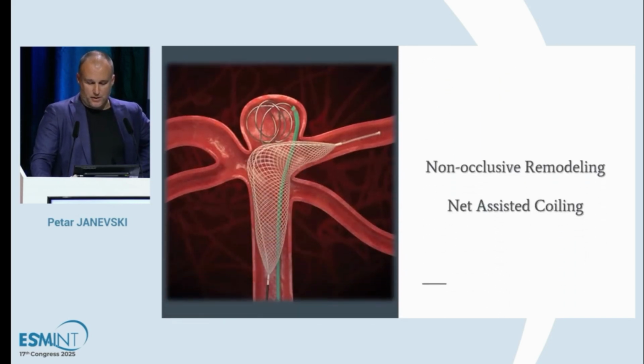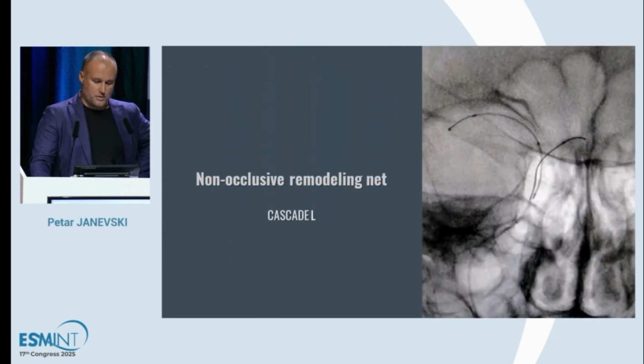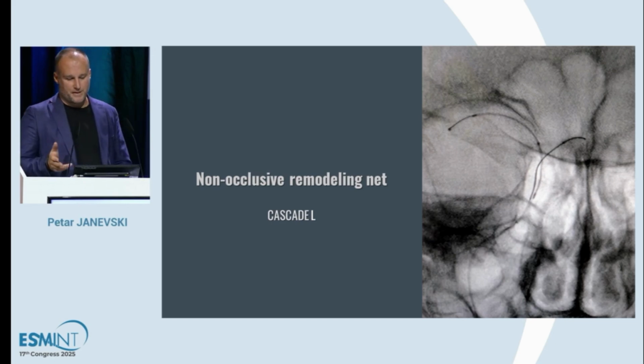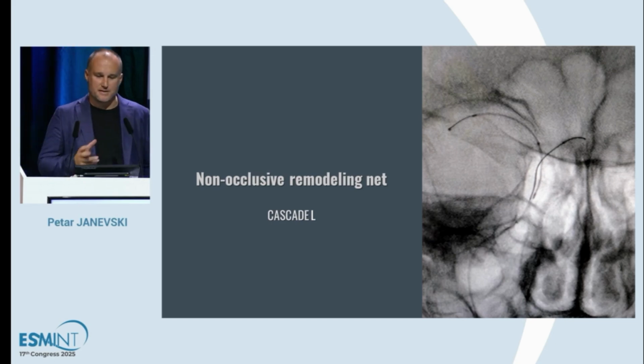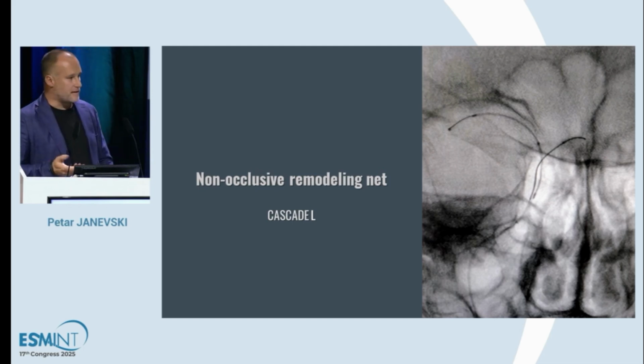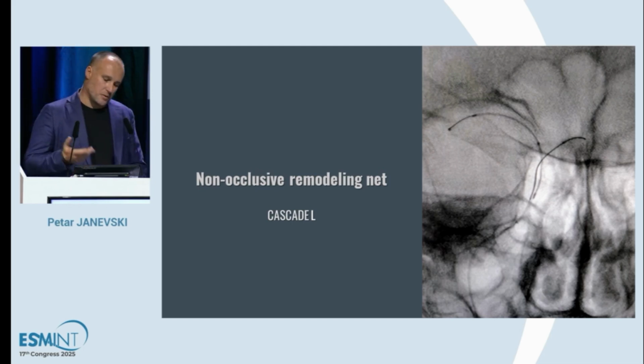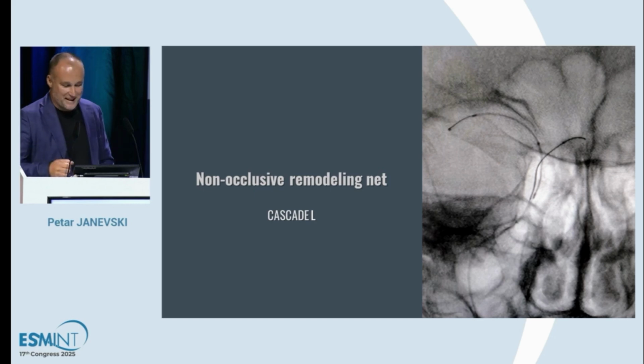For this case, we opted for non-occlusive remodeling net-assisted coiling, and we used the Cascade device. I don't know if anyone knows this device. It's basically an older version of Comaneci. It's similar, but the difference is this Cascade has a denser mesh, and that's why it's more thrombogenic, of course, but we didn't know that at that time.